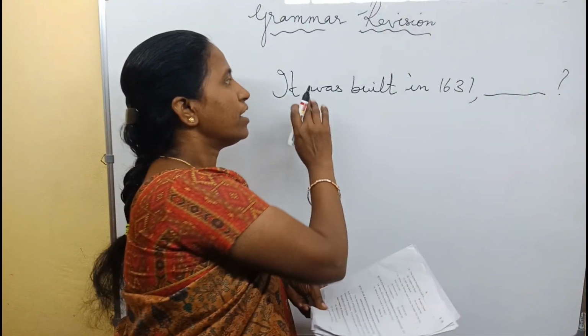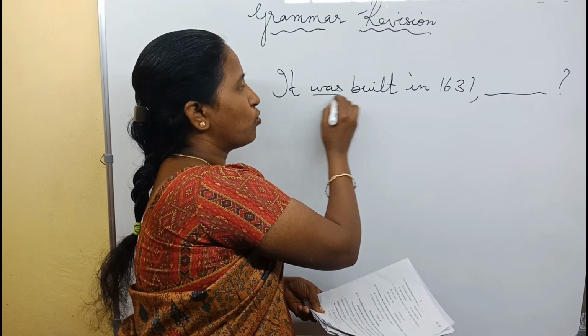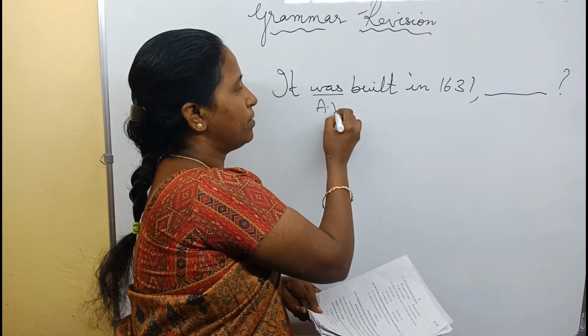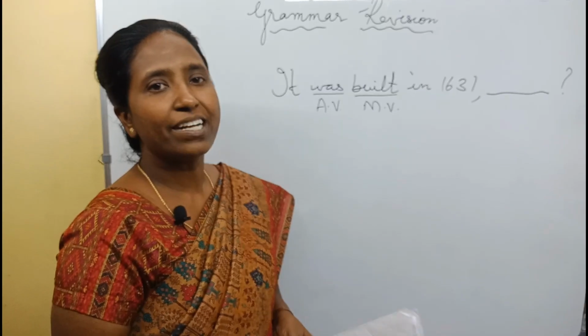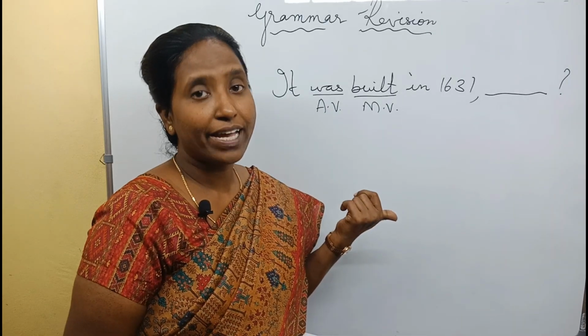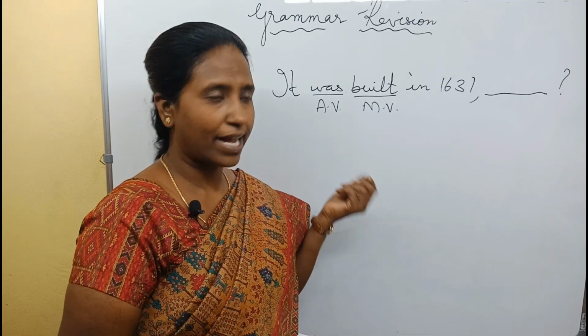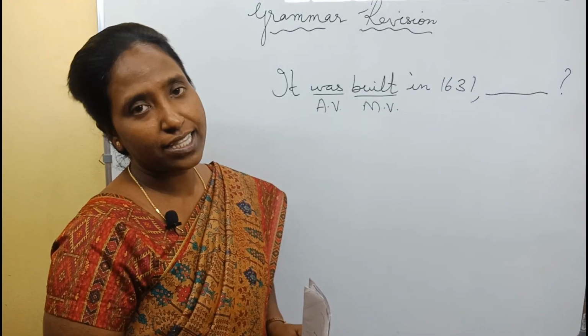Here, firstly, you should identify the verbs. Here was is the auxiliary verb and built is the main verb. Built means what exactly they are doing. Was is telling the time, when they did. Whatever tells about the time is the auxiliary verb. It was built in 1631.